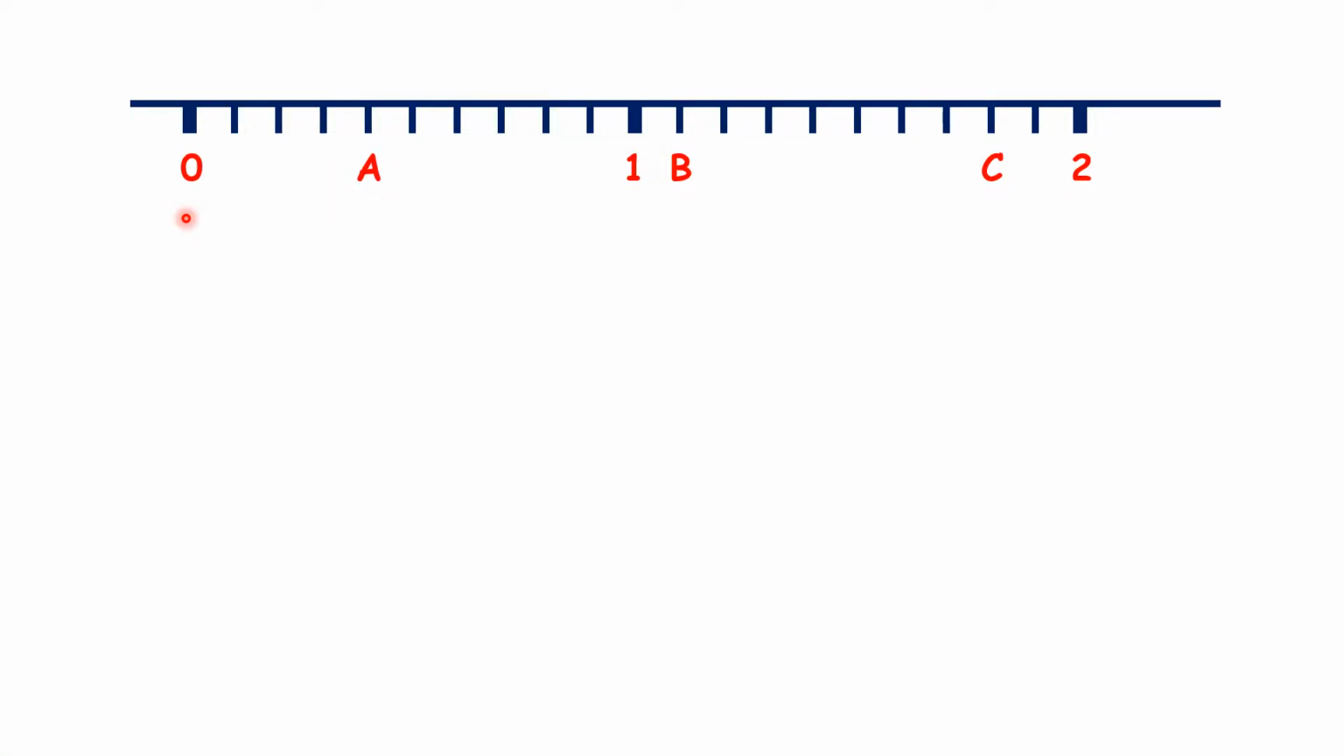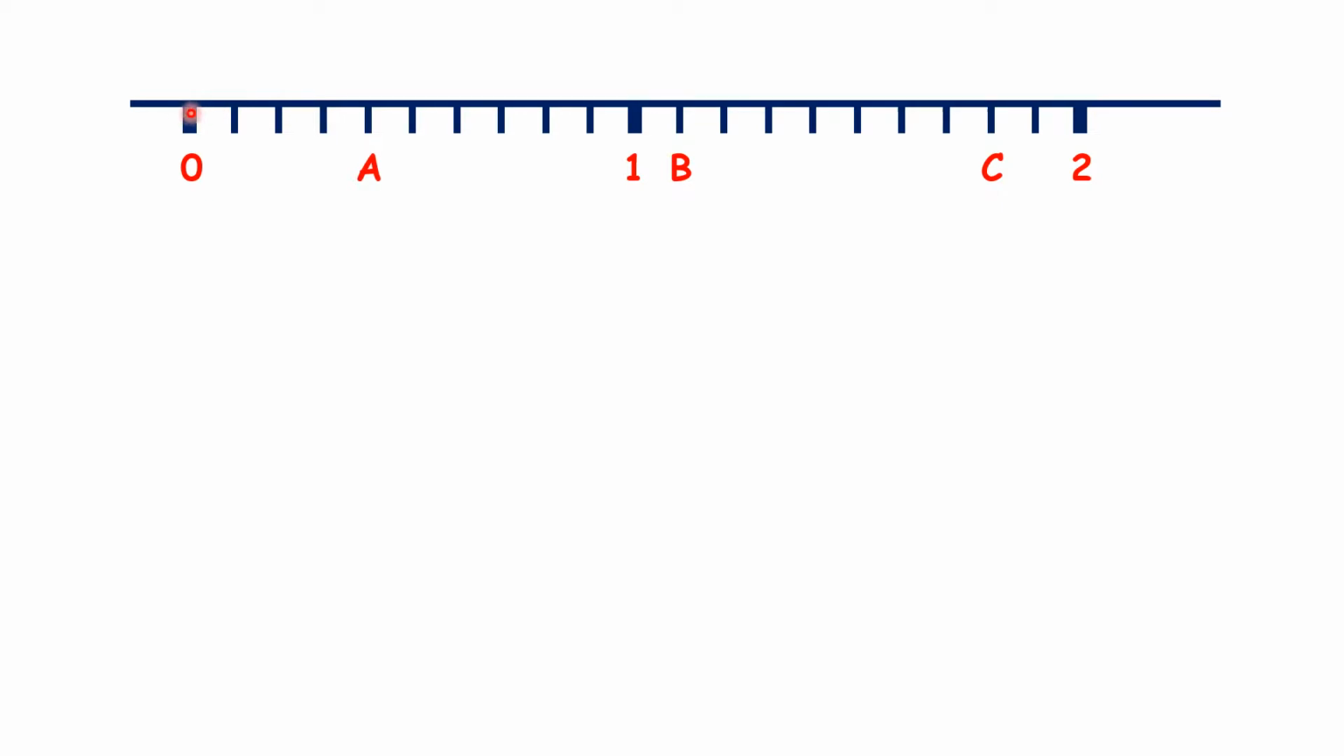On this number line, we have the numbers 0, 1 and 2 labelled, and to get from 0 to 1, we can count 1, 2, 3, 4, 5, 6, 7, 8, 9, 10 lines. So we know each line is 1/10. Now we need to work out the values of A, B and C.